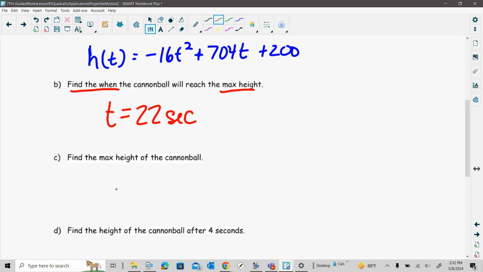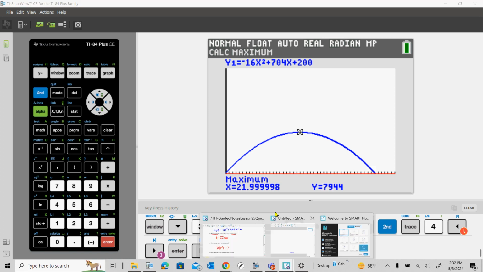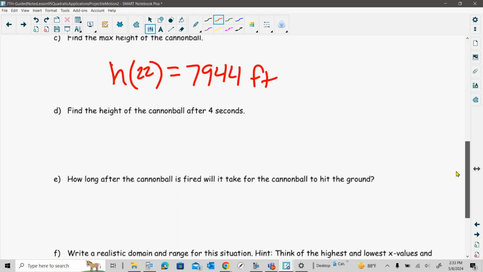And it says find the maximum height. Well, the height, the h of 22, the height at 22 seconds is, I think it was 7,944 feet. Okay. All right, now they want us to find the height of the cannonball after 4 seconds.